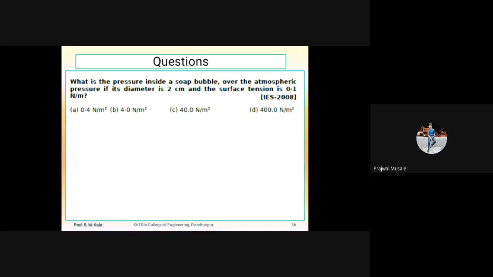Remaining students, I am seeing the chat box. Only the same students are writing the answer. Near about 62 students are present.